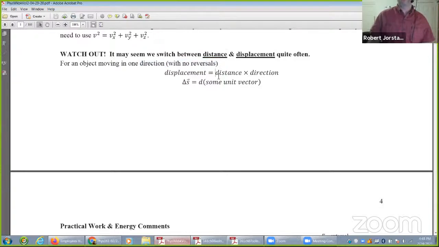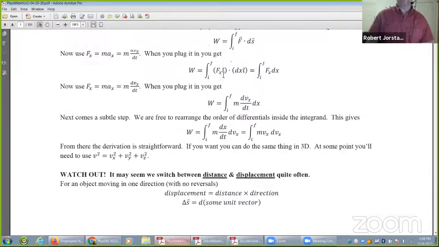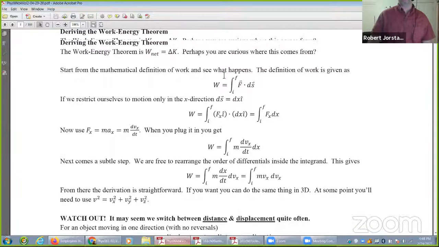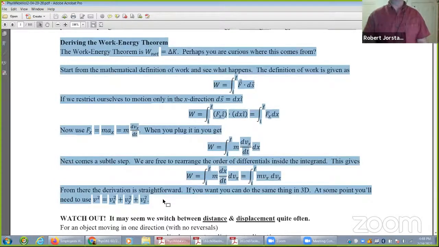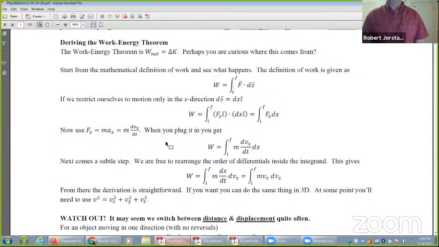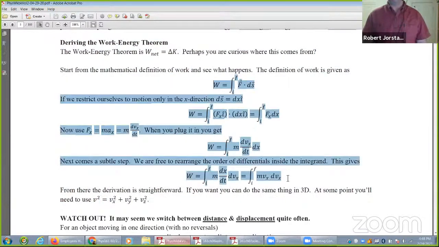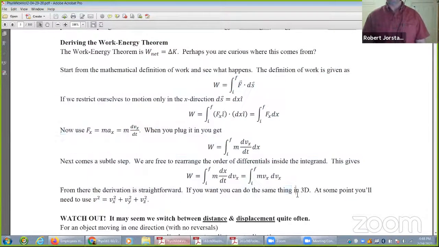All right. Now, if you're curious where this work energy theorem comes from, here's the derivation. To be honest, we are not going to use this derivation. We're going to use the result of it. So I don't expect you to have this derivation memorized and show it to me on a test day, but it can be kind of useful to see where this comes from. So let's walk through it really quick.